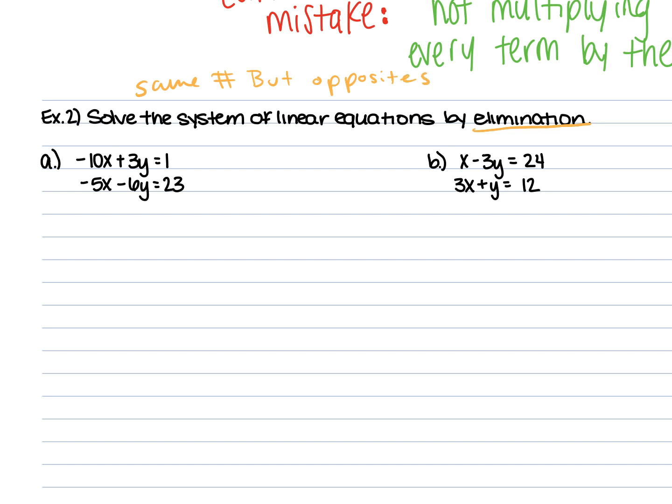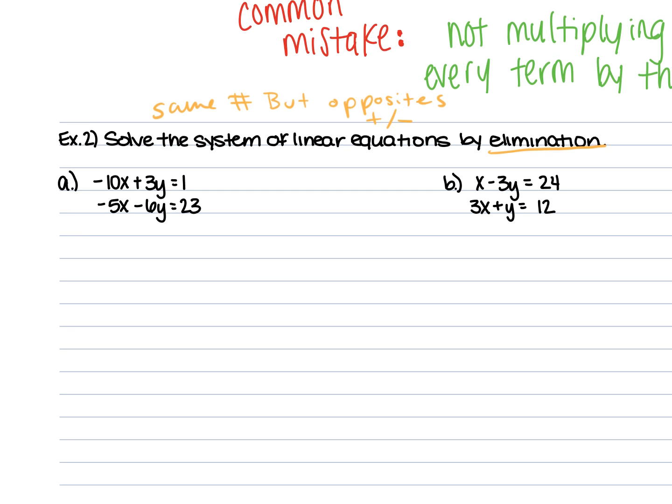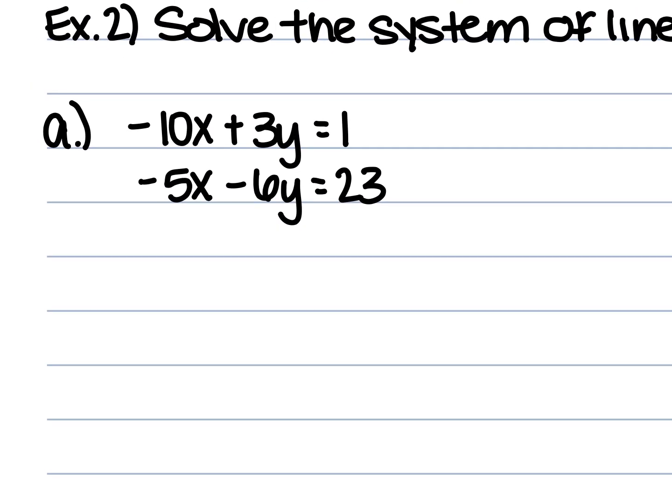Meaning one is positive and the other one is negative. That way it'll cancel out. We have the same number, but opposites. We can use elimination. So looking at A, do I have the same number but opposites? No. But I can actually change one of my equations to have the same number but opposites. And I can do that by multiplying everything in one equation by a number.